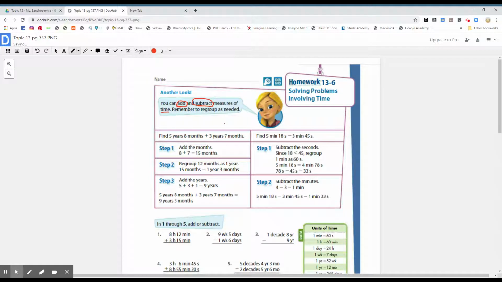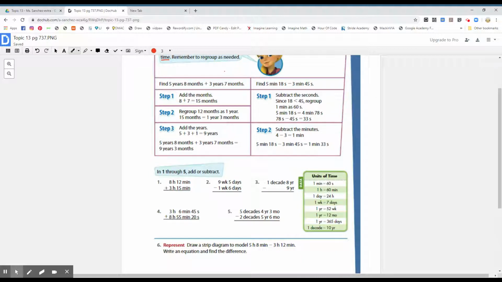Add and subtract time. Okay, first example, they want you to find 5 years and 8 months plus 3 years and 7 months. So the units that we're talking about here, boys and girls, in the previous pages we dealt mostly with hours and minutes. 1 hour is equivalent to 60 minutes, or the opposite, 60 minutes is equivalent to 1 hour. And in this example, we're using different units of time, years and months. If you look at the table here, it shows you that 1 year is equivalent to 12 months.